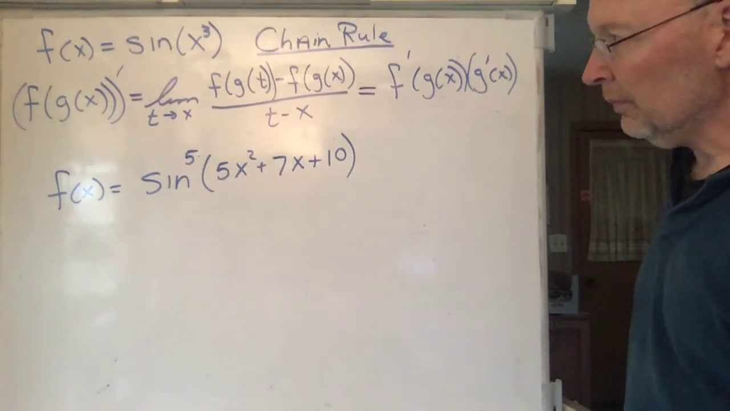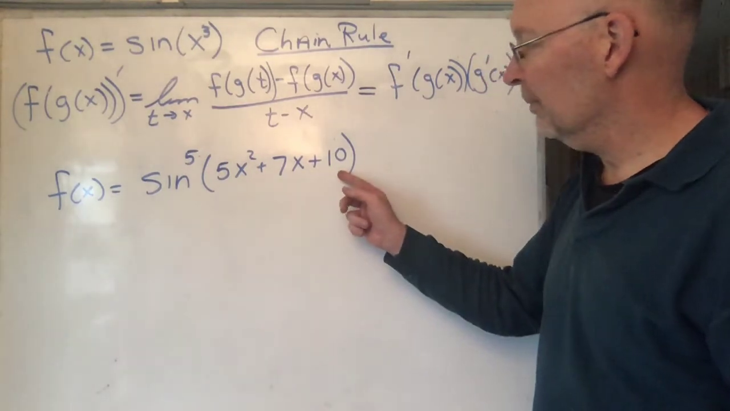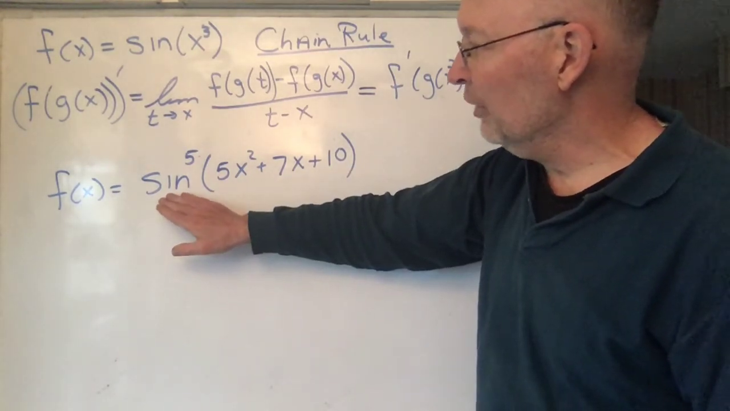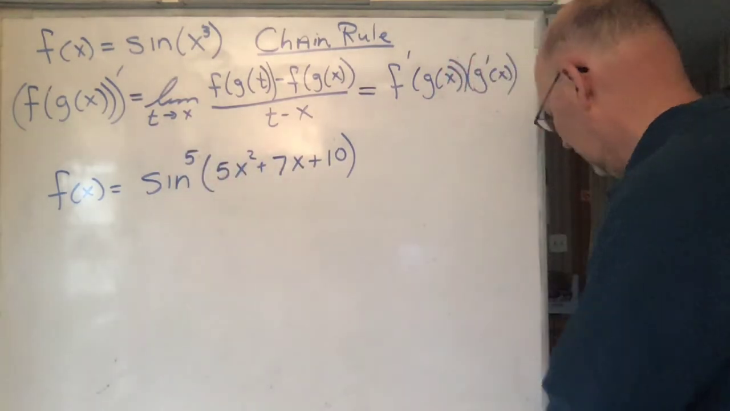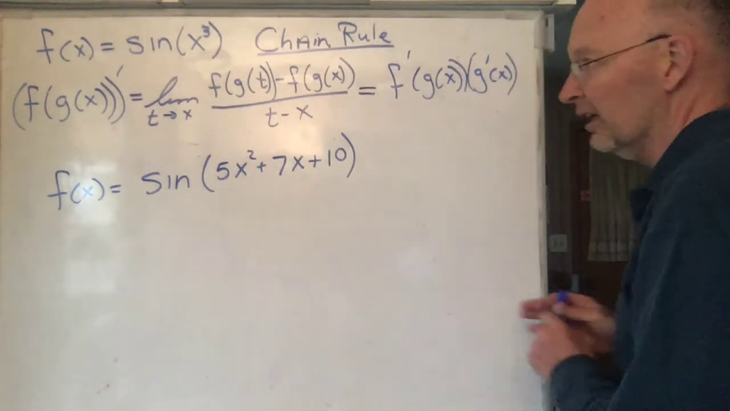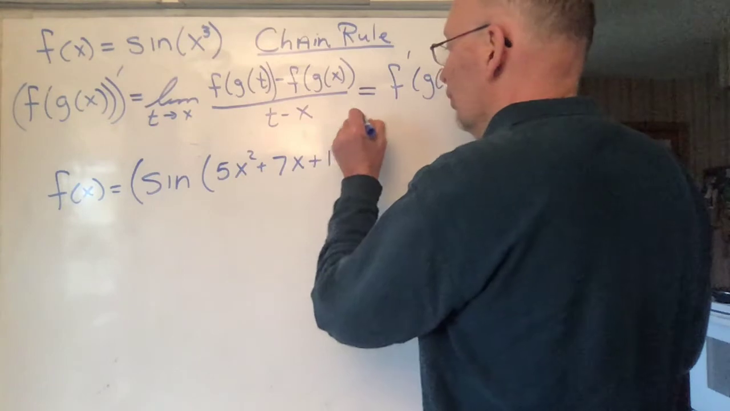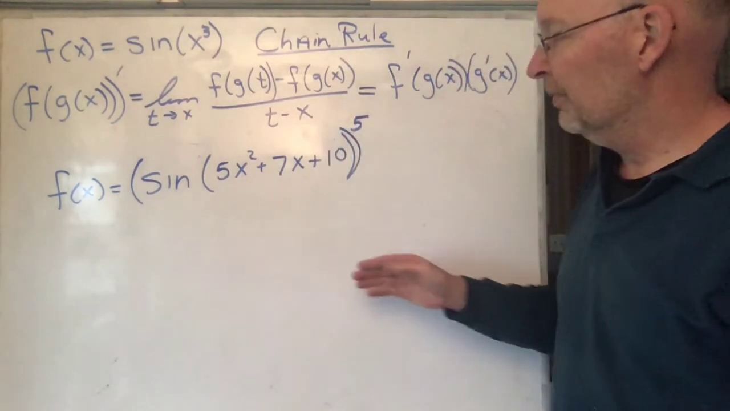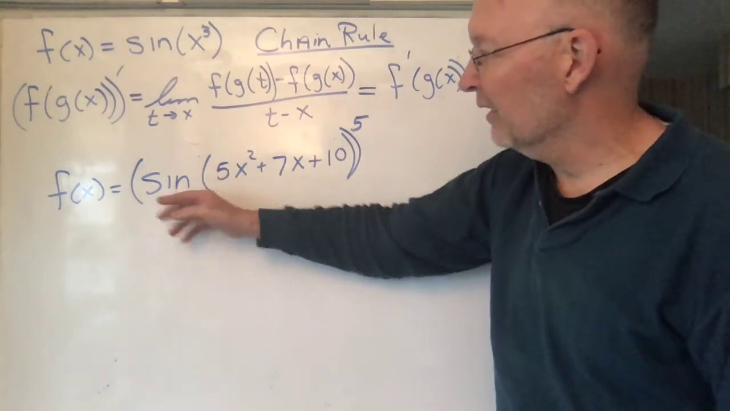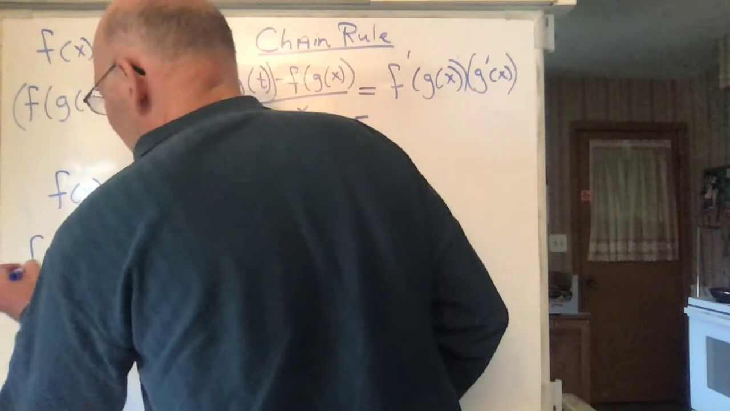Notice that this one has three levels. You would first do this, then you would take the sine of it, and after taking the sine of it, you would take that all to the fifth power. So what I would suggest with one like this, while you're learning, is to rewrite it to look like this, just to really demonstrate to yourself that this is the first level, then you're taking the sine of it, and then you're taking that to the fifth power. That makes it easier to see what the derivative is.